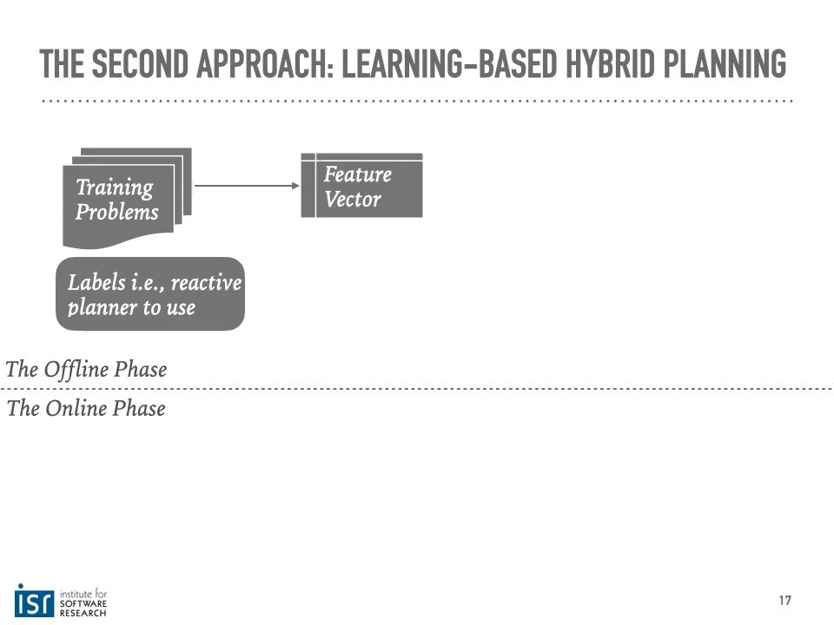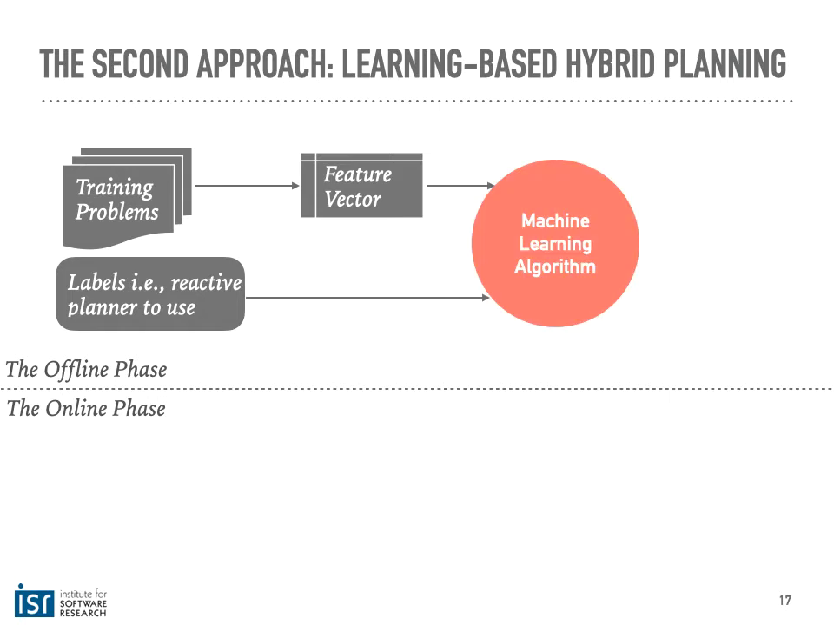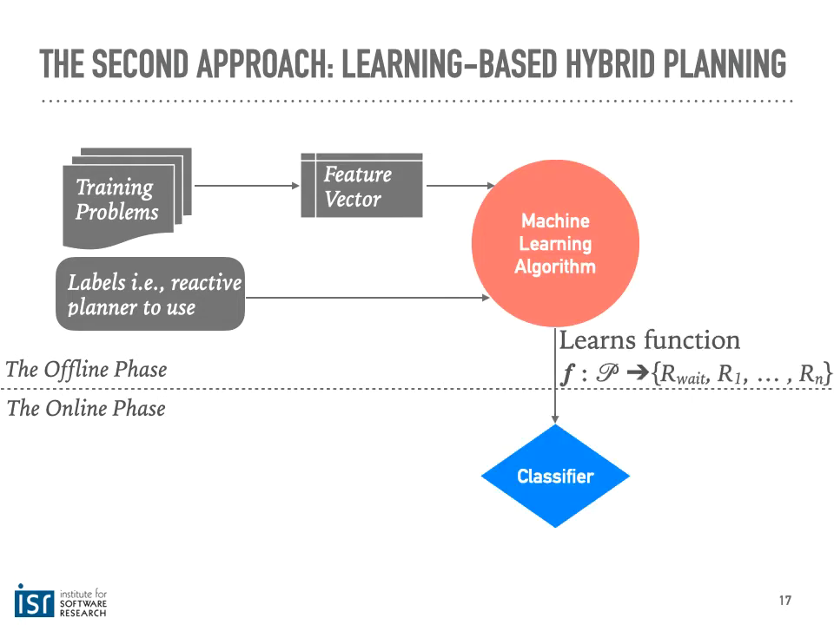We used features to represent the problems. The paper discusses our feature extraction approach in detail. Then, using a machine learning algorithm, we build a classifier that takes a planning problem's features as an input and outputs the reactive planner to be used for that problem. Essentially, this classifier solves the planning selection problem. This classifier is then deployed to be used during the online phase.